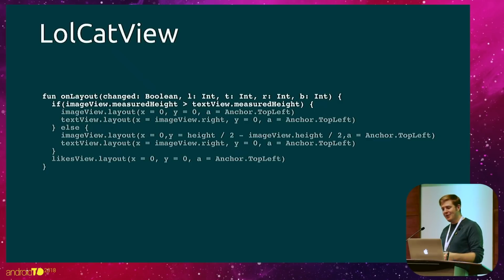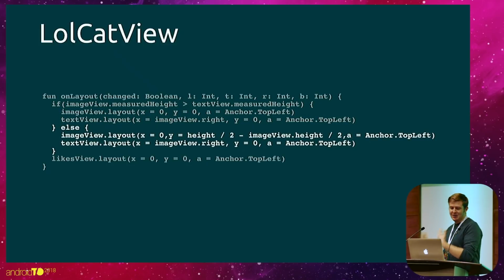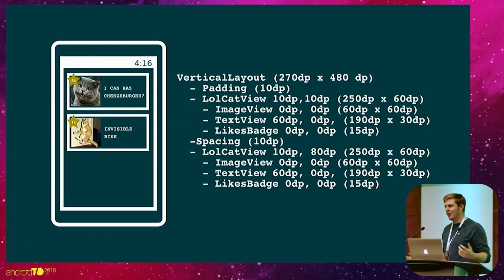You call layout on the LolCatView, and this in turn triggers onLayout on your LolCatView. And we have to handle our special layout logic, where we lay things out based on the image view height and the text view height. So if the image view is larger than the text view, then we lay out both aligned with the top, the text view aligned right of the image view. Otherwise, we lay out the image view centered vertically, with the text view still aligned to the right at the top. And the likes view is always top left, so you don't have to think about that too much. And that's the full layout, a fully programmatic way of defining the thing.